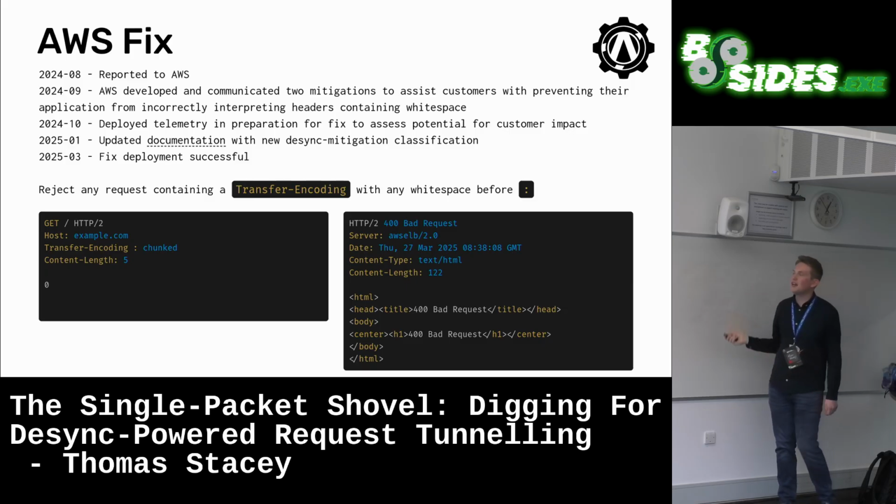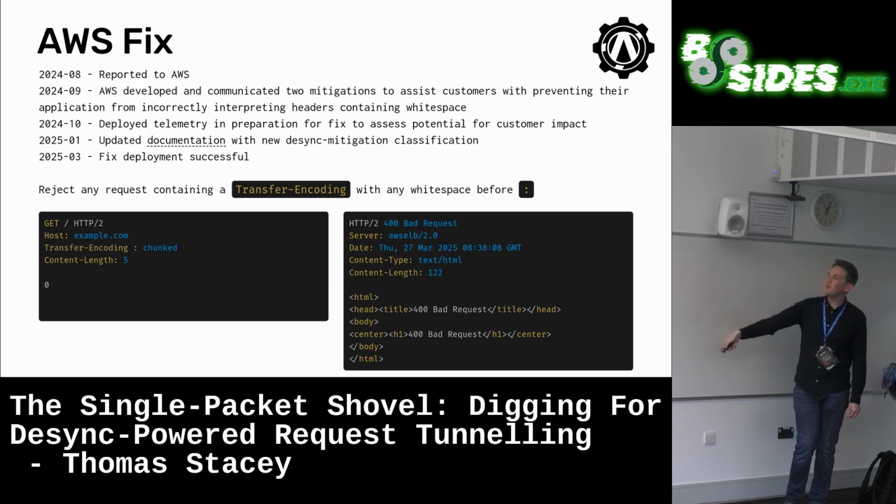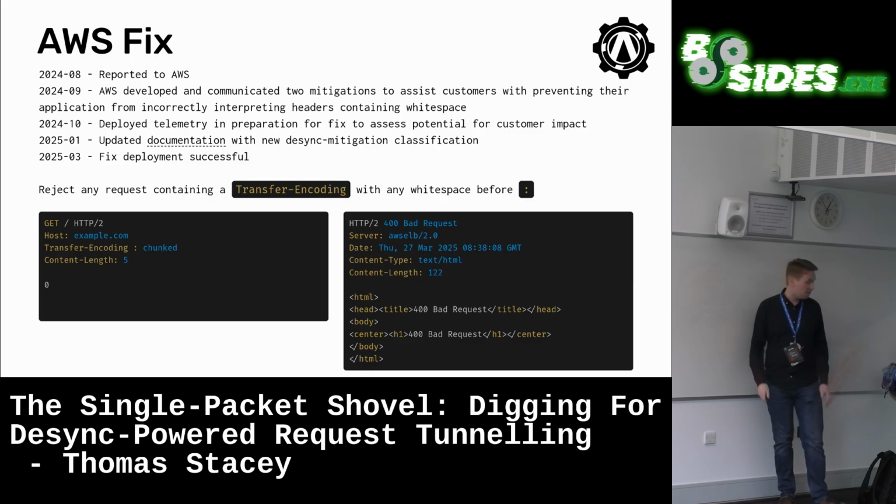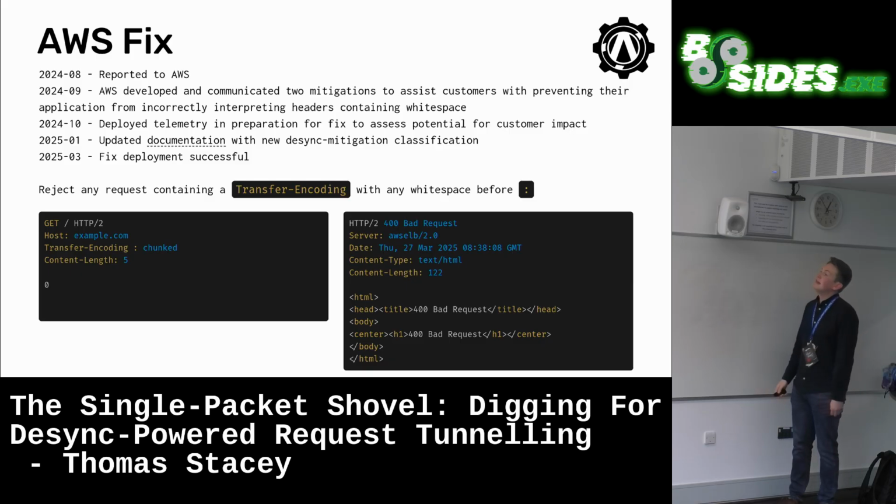The fix is pretty simple. If you send a request to any application load balancer from AWS now that has a Transfer-Encoding header with a space before the colon, you just immediately receive a 400 response and it just drops. So far as I know, that fix is working. I haven't been able to do anything with it since, so good job. They were very nice about it.